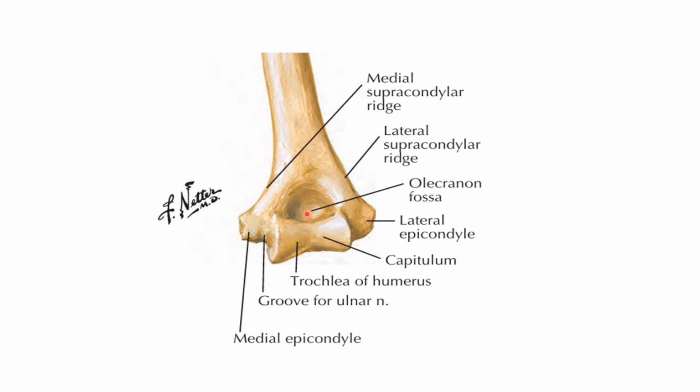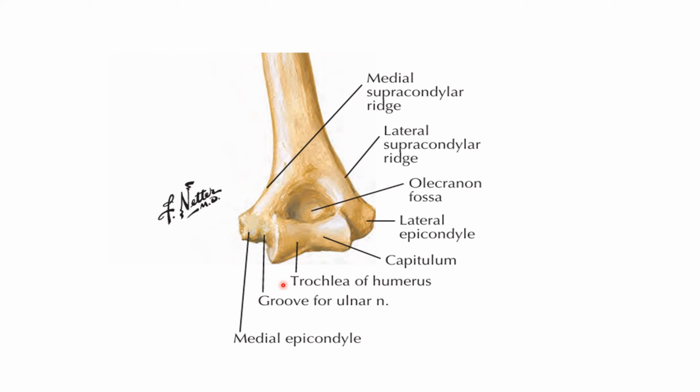Then another diagram just illustrating the lower end further. We have the medial supracondylar ridge, then the lateral supracondylar ridge. Supra means above, infra means below. So it's above the condyle, above the medial epicondyle. That's why it's known as supracondyle.